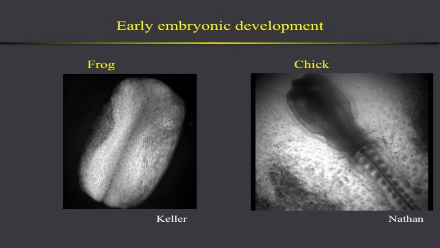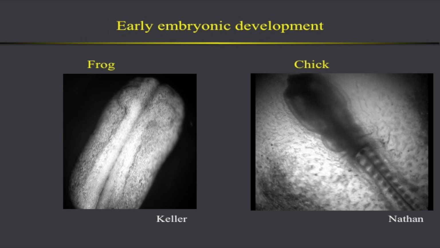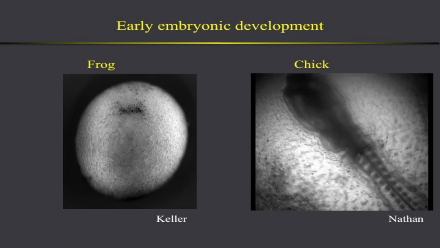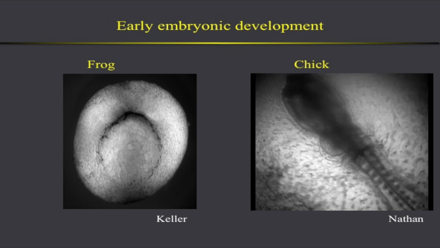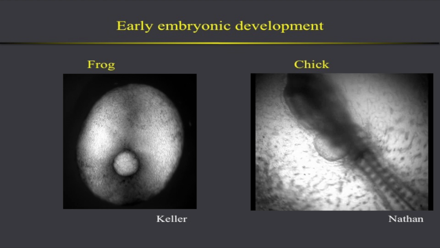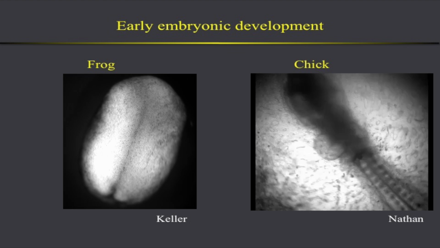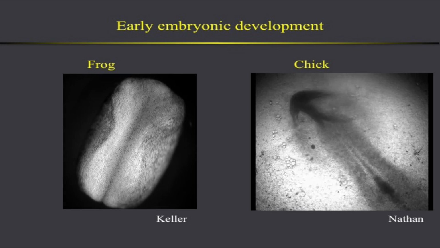Excuse me, what's the rough time scale for this process? For this, it takes about a day to a day and a half. Chick is a bit slower, so it takes about 2 to 3 days to get to this stage. Yeah, so those are actually pretty fast developing animals.